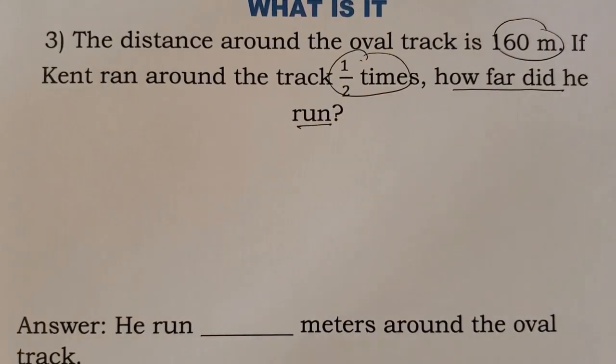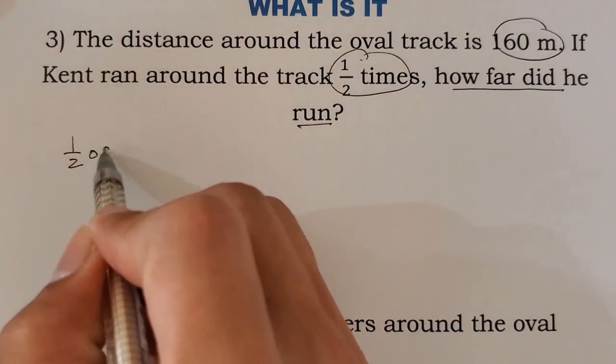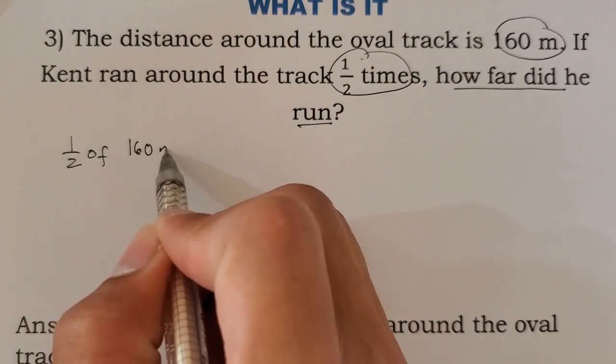In order for us to solve this problem, I repeat, and I keep on repeating, that we always have to be reminded of the steps, the Polya's four steps in solving the problem, which is we need to know what is asked, next what are given, which I already mentioned a while ago, and of course we have to look for the strategy in order for us to solve this problem. Actually, this problem could be easily solved by getting 1/2 of 160 meters.